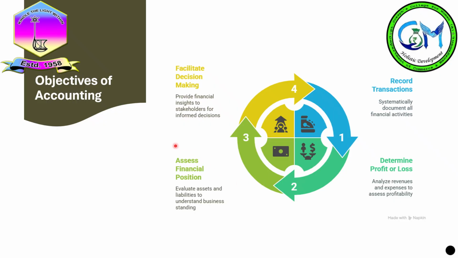Another objective of accounting is to assess the financial position of the business. Accounting aims to present the financial position of the business on a specific date. At the end of every year, every businessman can determine how many assets are held by the business and how many liabilities have to be paid by the business. It also facilitates decision making. It provides financial insights to the management in strategic planning as well as operational decisions.